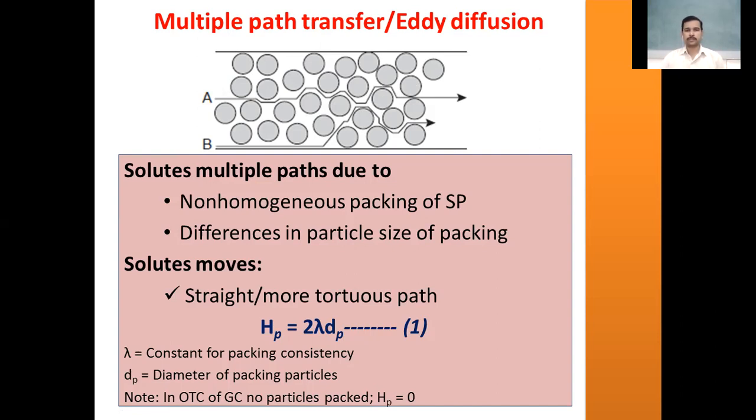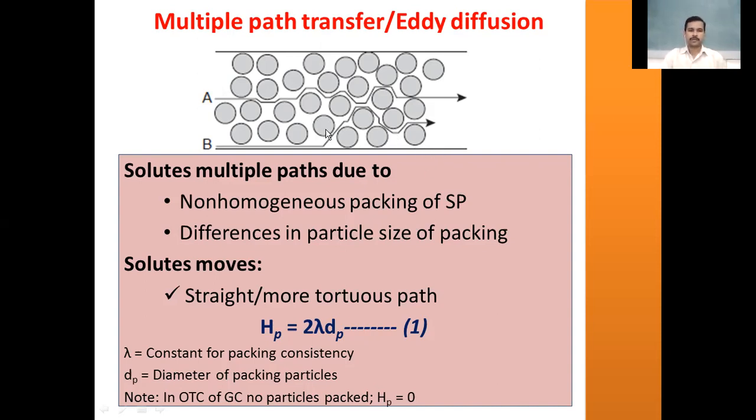If you consider two solutes, solute A and solute B, solute A will be moving in its own path and solute B will be moving in its own path, and the path moved by solute A will differ from the path moved by solute B. This movement is known as multiple path transfer, and this kind of diffusion of the solute through the column is known as eddy diffusion. So what is the reason for this multiple path transfer of the solute through the chromatographic column?